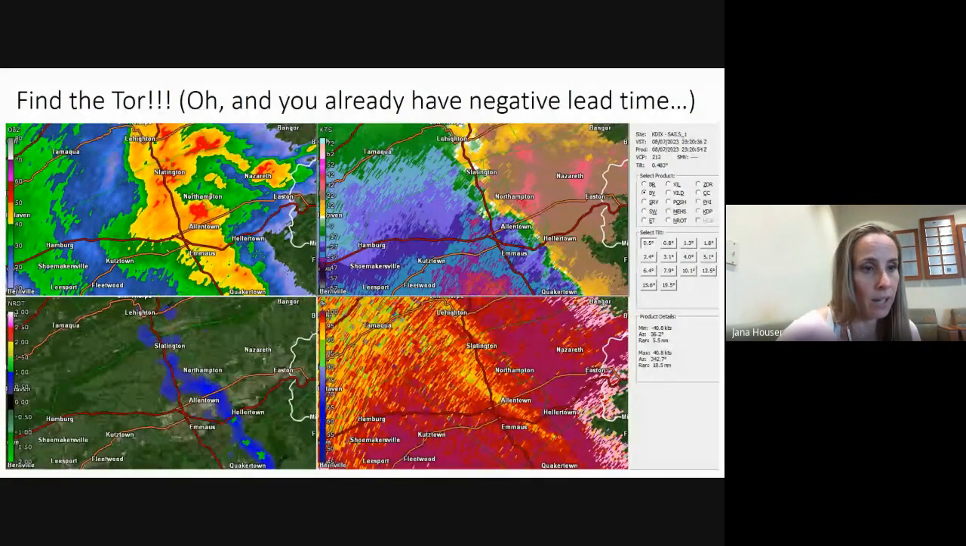All right, so real quick, find the tornado here. And by the way, you already have negative lead time. So we have reflectivity, velocity, rotation, correlation. I'll give you a second to look at that. So where is the tornado? Well, it's actually right here. So that tornado did end up verifying as an EF1 at this exact time. So again, issuing a tornado warning on that is very tricky.